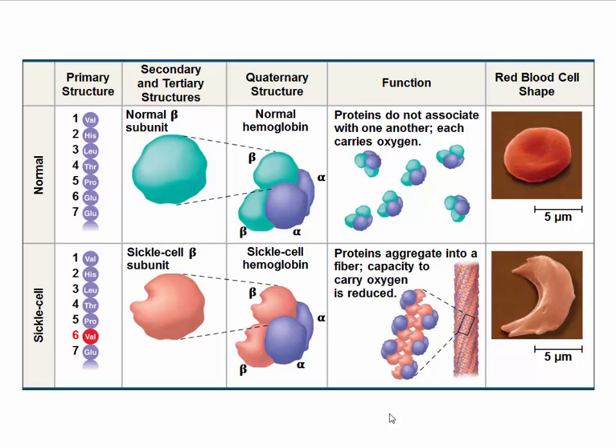Instead of glutamine, you get valine. And so that results in a completely different fold for that subunit. And unfortunately, it cannot do its function correctly. However, it can fight malaria very effectively.